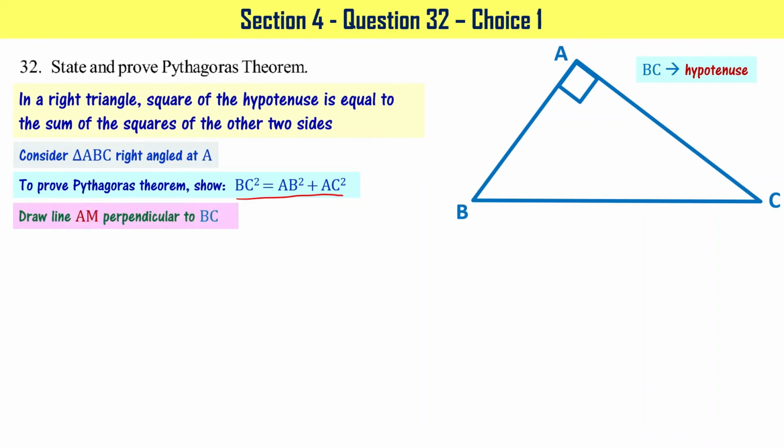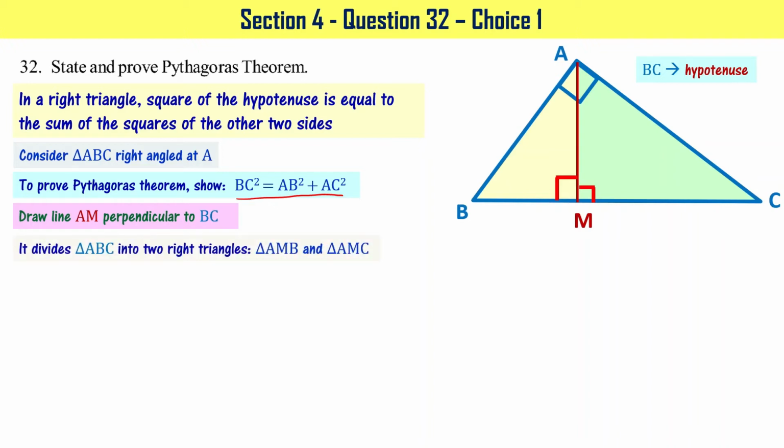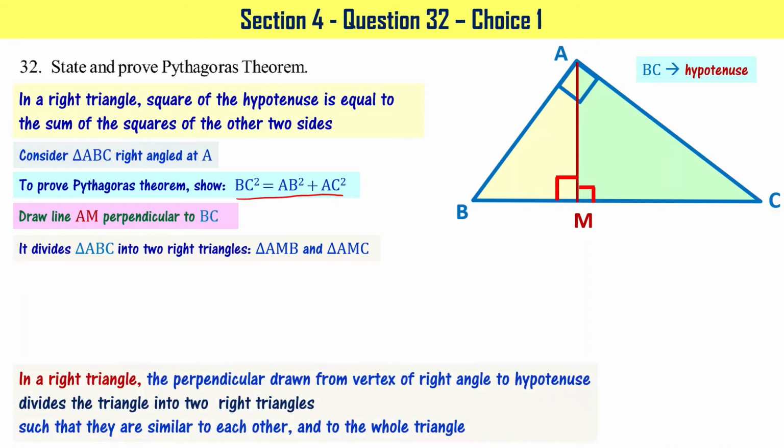Let us draw line AM perpendicular to BC as shown here. As you see here, the line drawn AM is dividing the triangle ABC into two right angle triangles, right? Those are triangle AMB and triangle AMC. We know from a theorem in the similar triangles chapter that in a right triangle, the perpendicular drawn from vertex of the right angle to hypotenuse divides the triangle into two right triangles. This is what we have just seen, right?